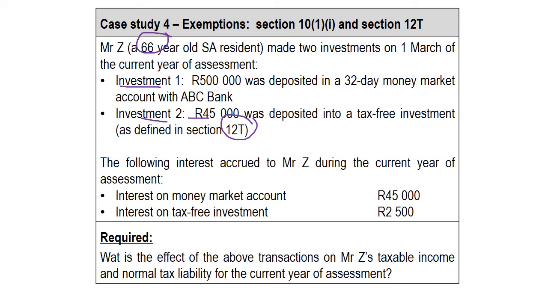And what I want you to notice is that he deposited 45,000 Rand into this tax-free investment, and we know that we're only supposed to, in a year, deposit 33,000 Rand. Then they tell you that the following interest accrues to Mr. Z during the current year of assessment: interest on the money market account of 45,000 and interest on the tax-free investment of 2,500 Rand. And we have to determine what the effect on his taxable income for the 2019 year of assessment is.